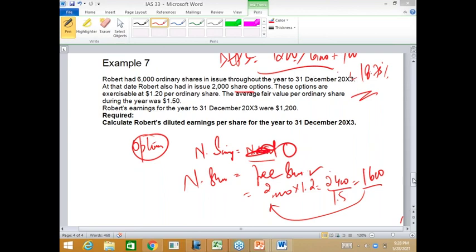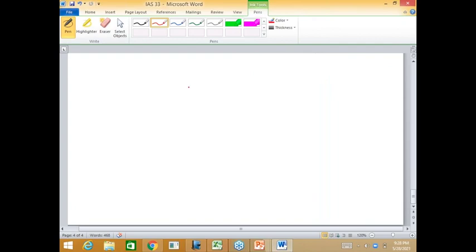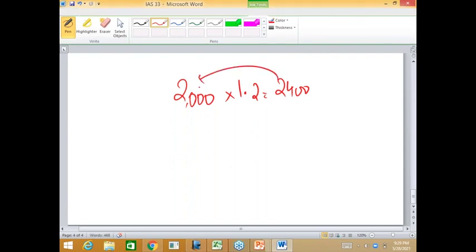Now, actually, the company has got 2,000 options, but for each option, the company has to pay 1.2 per share to get the number of shares. The company has got 2,000 shares at a value of 2,400. 2,400 is the price, and the company has got 2,000 shares at a price of 2,400.